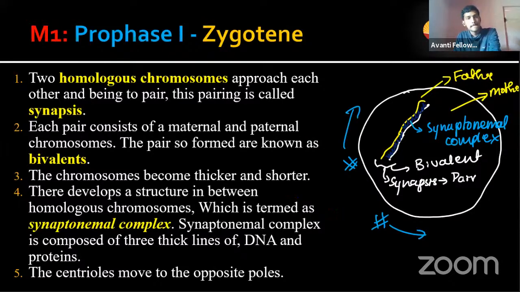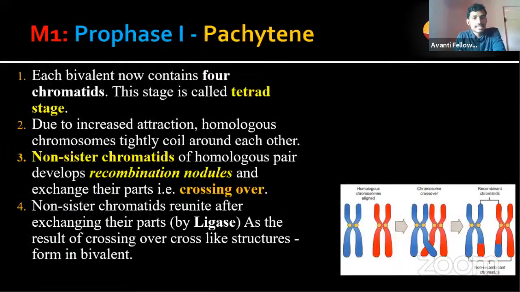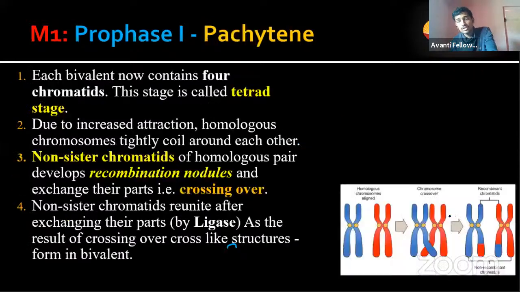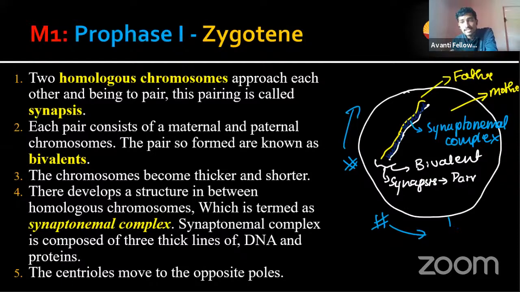So the third one is the Pachytene stage. Fourth point. I will come back in a second. I told you this is the nuclear membrane. I am only writing the nuclear membrane, not the cell membrane. I told you that in the beginning.